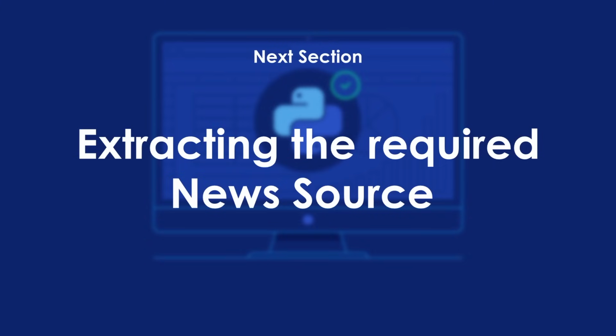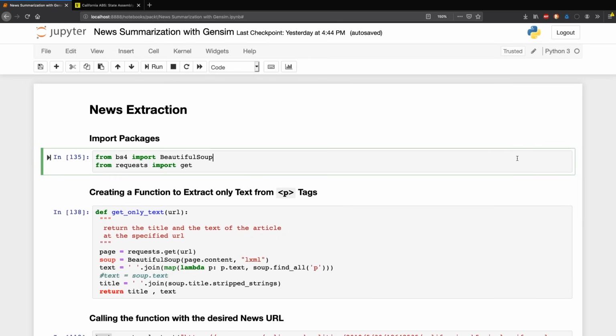In the next video, we'll learn how to extract the news text from the internet using BeautifulSoup. In this video, we'll see how to use the Python package BeautifulSoup to extract text from the internet news source. So to begin with, let us import the packages that we want for text extraction.